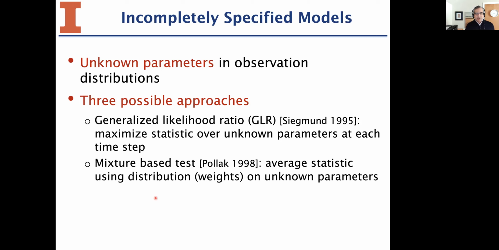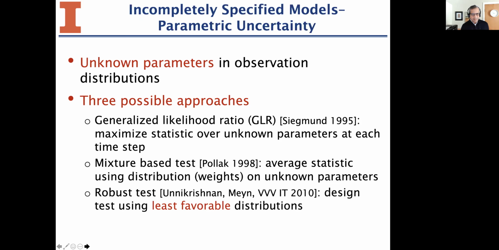Another approach is to postulate some kind of prior or weight for the unknown parameters, and then average the test statistic that you design over the distribution of those parameters, or using the weights for those unknown parameters. It turns out to be quite similar to the generalized likelihood approach in terms of performance, and there's been a line of work in that direction over the last few years.